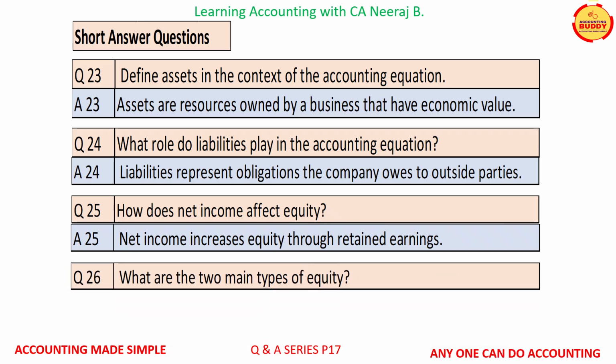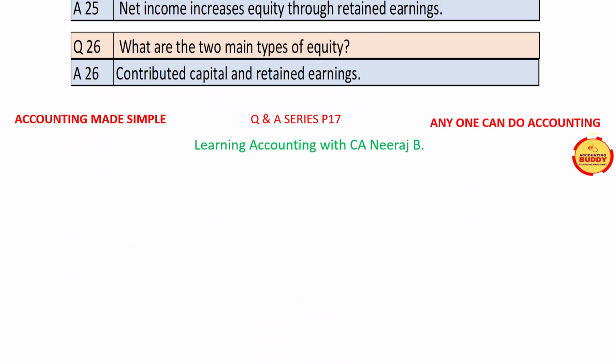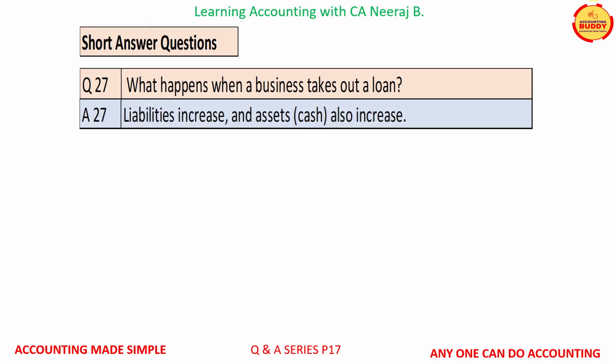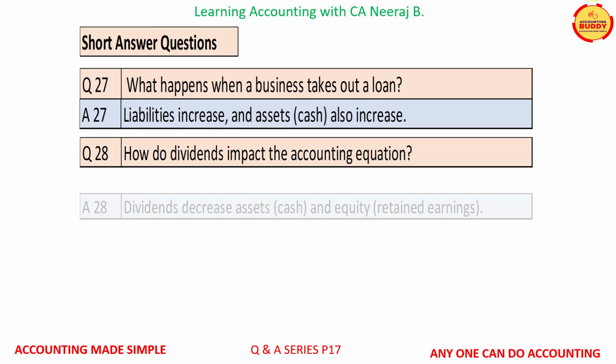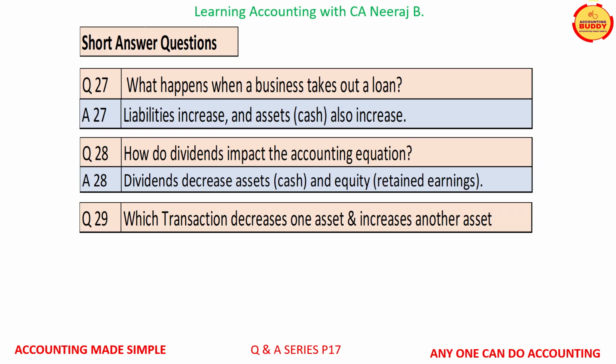Question number 26. What are the two main types of equity? The answer is contributed capital and retained earnings. Question number 27 on your screens is what happens when a business takes out a loan? The answer is liabilities increase and the assets also increase. Question number 28. How do dividends impact the accounting equation? The answer is dividends decrease the assets, that is the cash, and they also decrease the equity, which is the retained earnings. Question number 29. Which transaction decreases one asset and increases another asset?